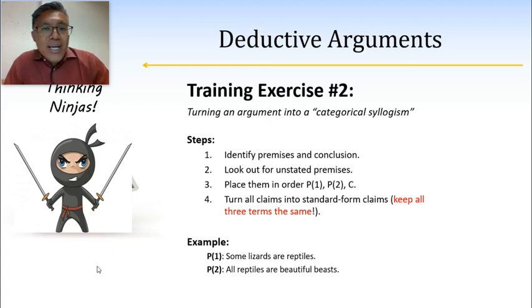So when we take a look at our conclusion, it will relate one term to another term that weren't related before. So our conclusion here, hopefully you see, is that some beautiful beasts are lizards. Okay?